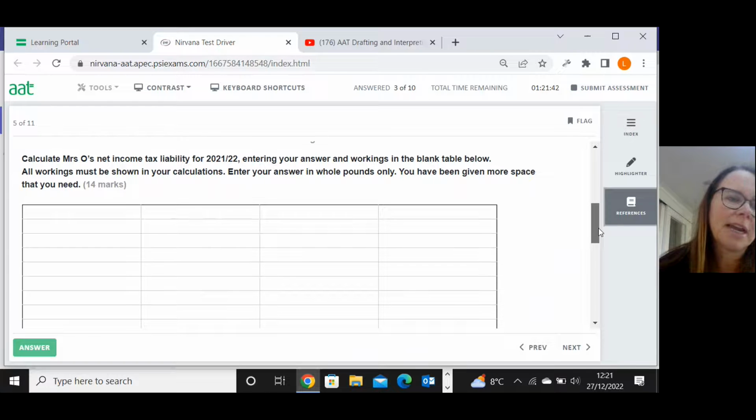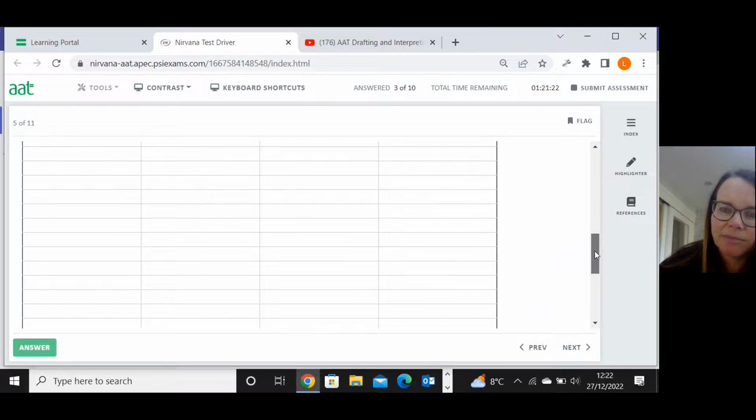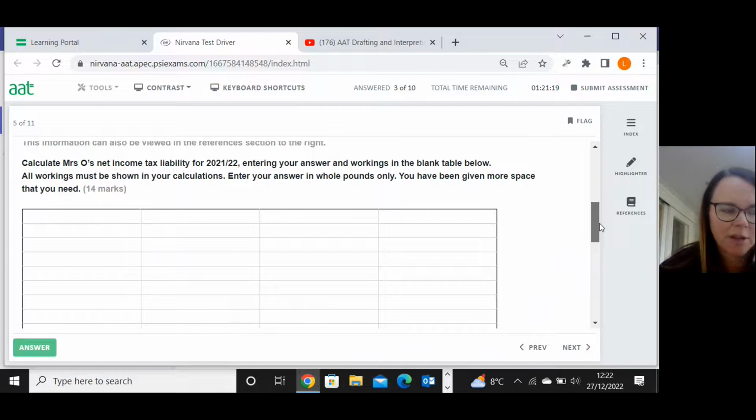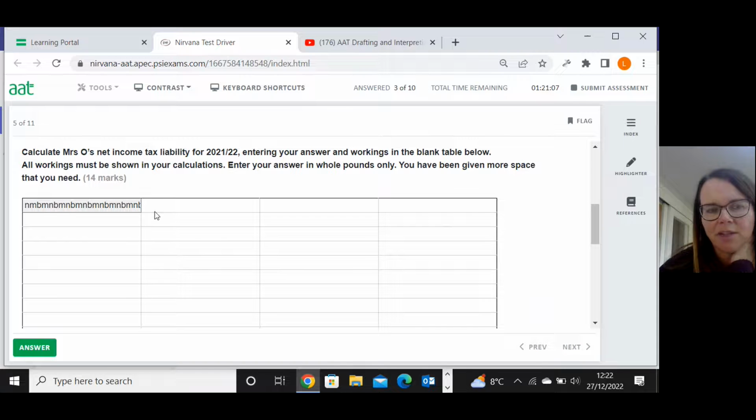So we've been asked to calculate the net income tax liability for 21-22, entering your answer and workings in the blank table below. All workings must be shown. Enter your answer in whole pounds only, and you've been given more space than you need, but you can't make it bigger. That's deemed sufficient space to do the whole thing. We've got 4 columns which don't grow, so you can type and type, but when you enter it, you can only see a certain amount. If I click back on that and backspace, that's going to be my deleting.